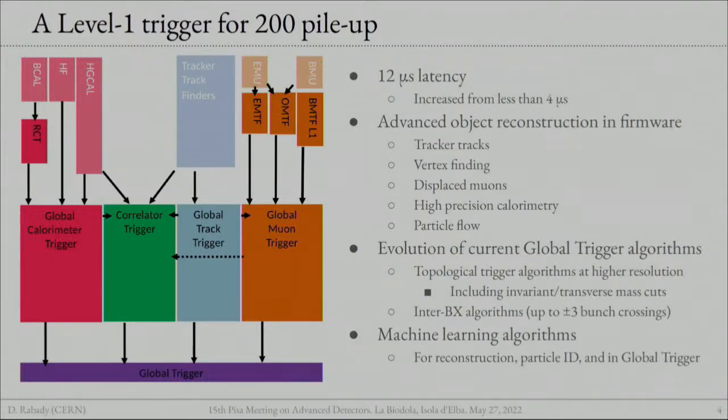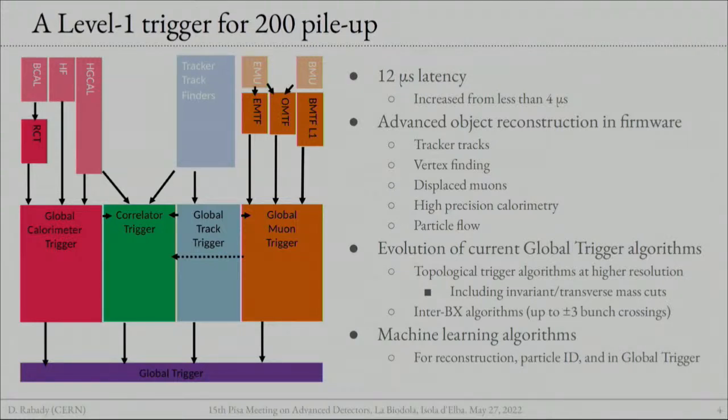The bunch crossing window, so the window of events that we can look at the same time, will be increased to 3 bunch crossings. And of course, there will be machine learning algorithms up and down the chain, from reconstruction and particle ID to the menu itself.